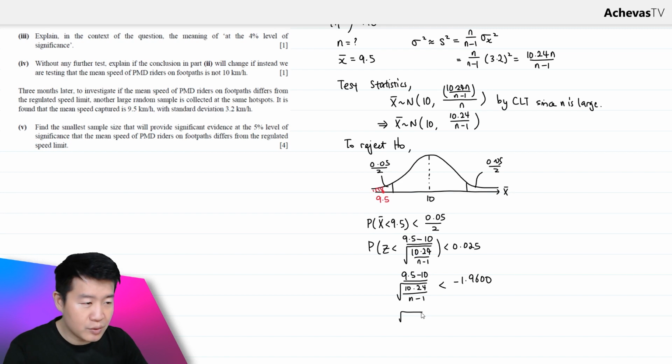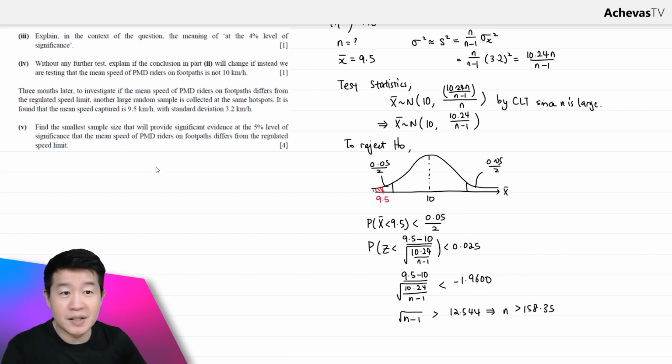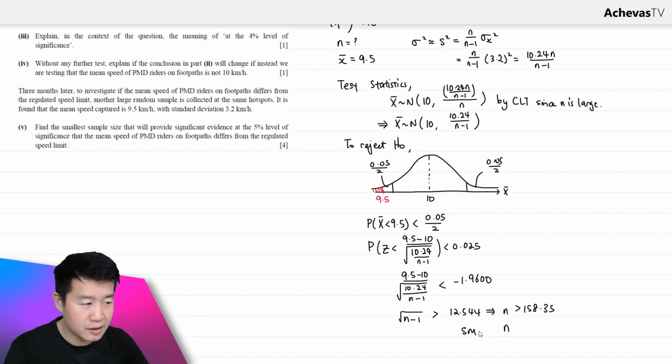So the square root of n minus 1 is going to be, what is that? It's going to be bigger than 12.544. This tells me that n is going to be bigger than 158.35. And so what is the smallest possible n? N is a sample size. So if n is bigger than this, that means the smallest possible n will be 159. Yay. We have finished.